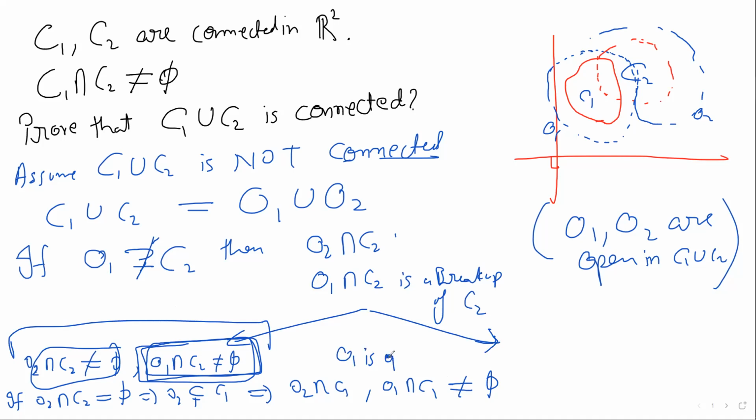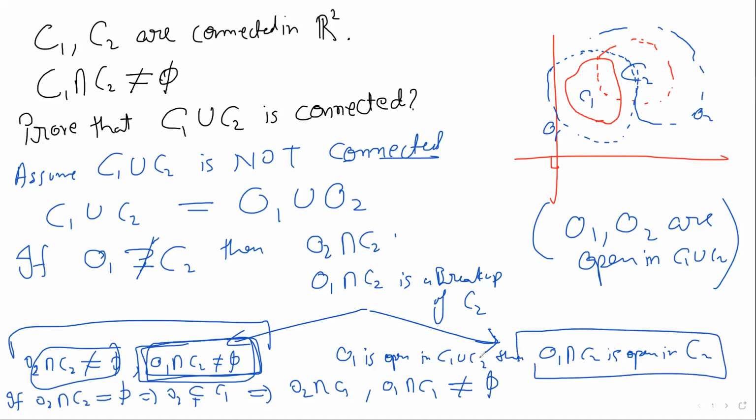If O1 is open in C1 union C2, then O1 intersection C2 is open in C2. I mean, you can just take this as a definition of what it means for something to be open in a smaller space, right? It's the intersection of something open in a bigger space. But in your case, you can also prove it. You can just take a point and try to prove it.